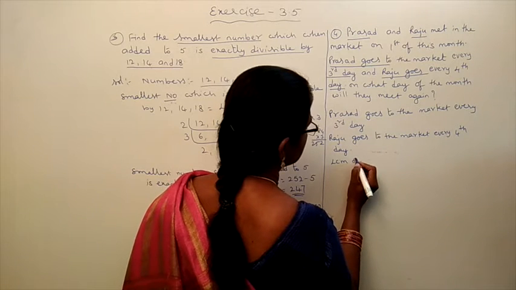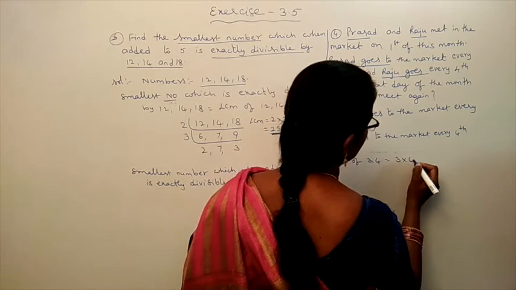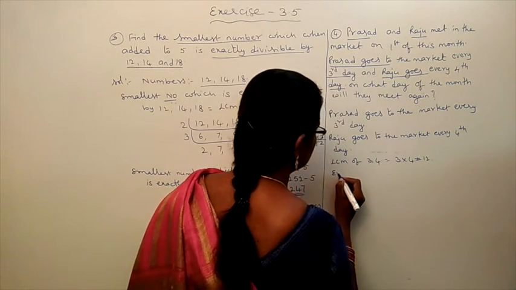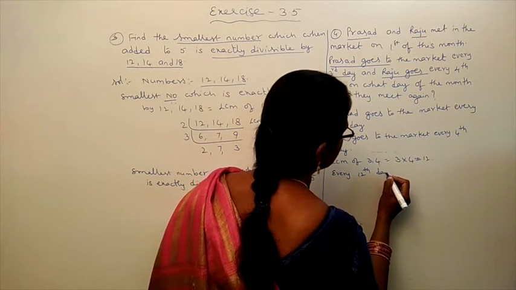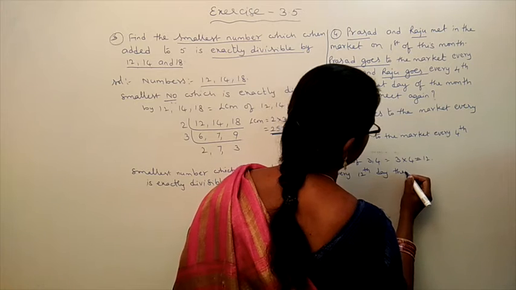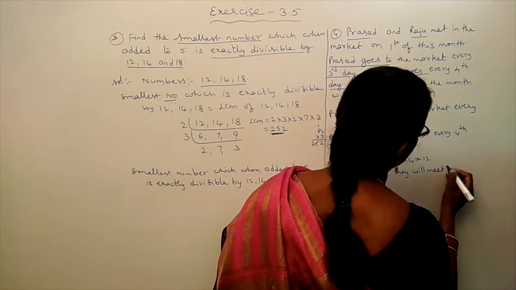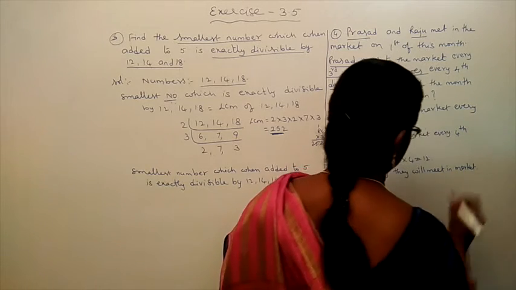LCM of 3, 4 is equal to 3 into 4, 12. Means every 12th day, they will meet in market.